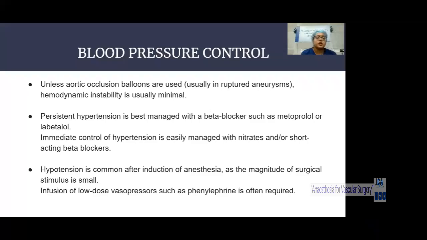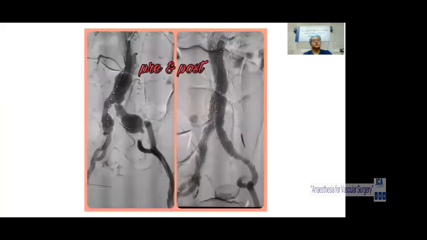Blood pressure control is also important during endovascular repair. Unless aortic occlusion balloons are used, usually hemodynamic instability is minimal. Persistent hypertension can be managed by beta blockers, and immediate control of hypertension is easily possible with the use of nitrates. Hypertension is more common in endovascular repair as the pain stimuli is minimal. Infusion of low-dose vasopressors may be considered.